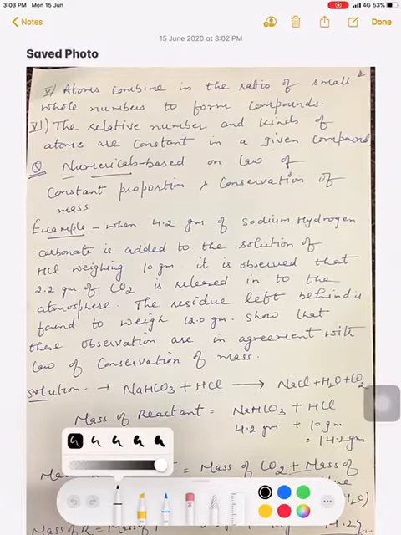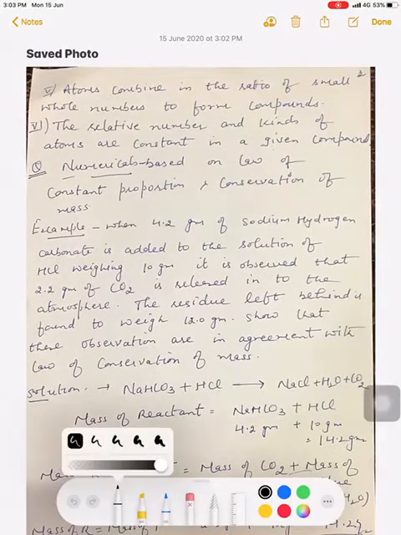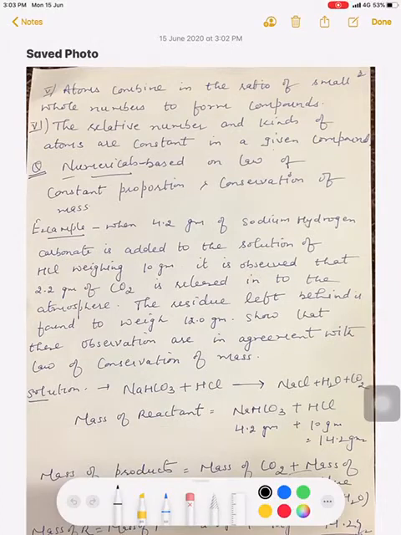Now there are a few numericals which are based upon the law of conservation of mass and the law of constant proportion. The first example I am just explaining.